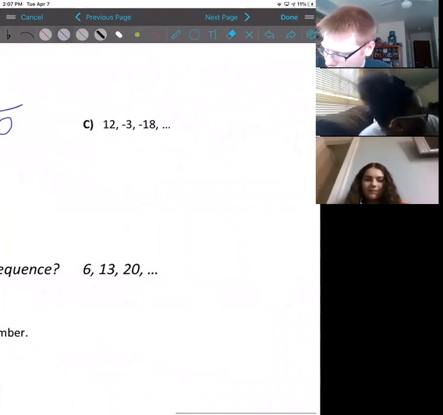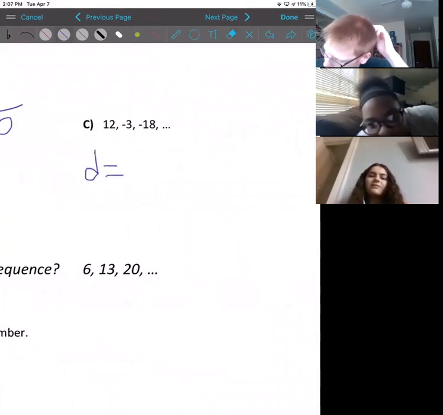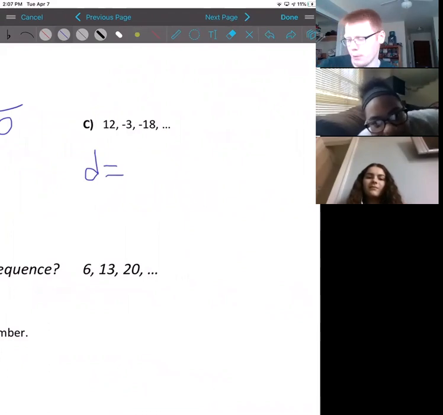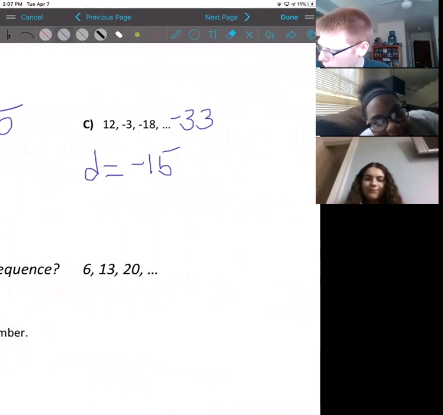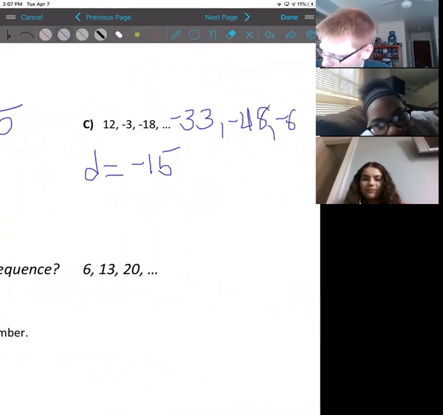What's our common difference here? It's getting smaller, so what's it going down by? 15, -15. So then that would be negative. If you subtract 15, you get -33, -48, -63.